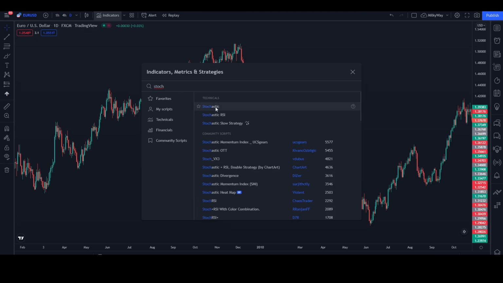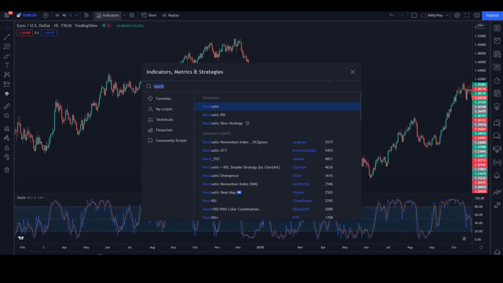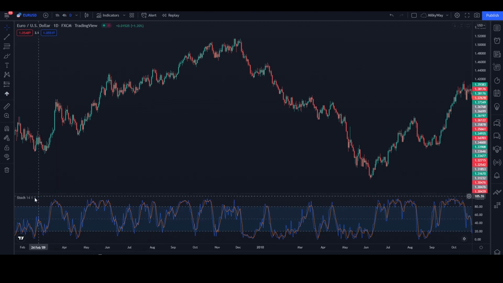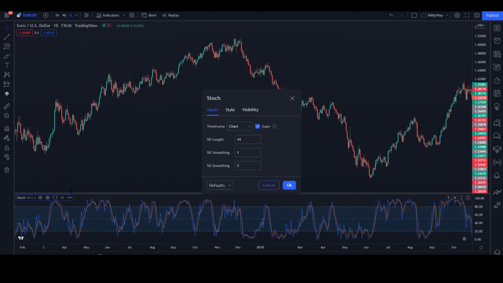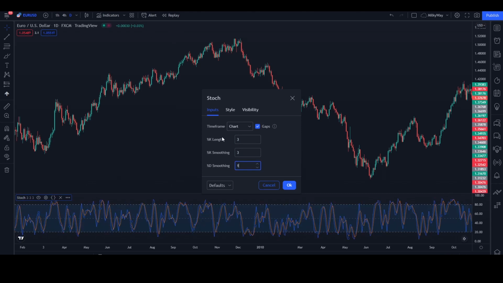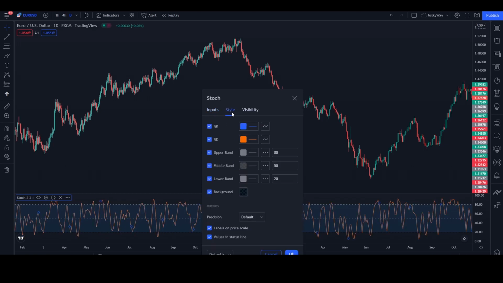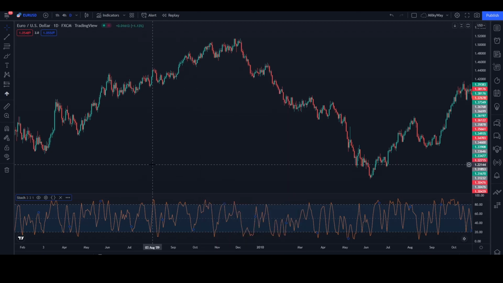So we can just type it in, it's the default. And we can change the settings to a tighter setting, so it's 3, 3, 1. And you can change the colors if you want, but essentially what we are interested in is the D line. So as you can see, it's the orange one that we can see. So I'll show you a few trades and then we'll dive into the 100 trade backtest.